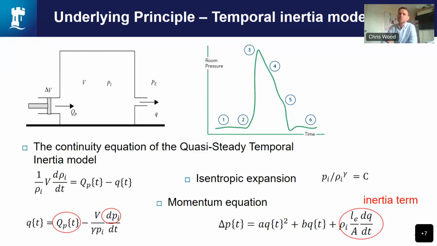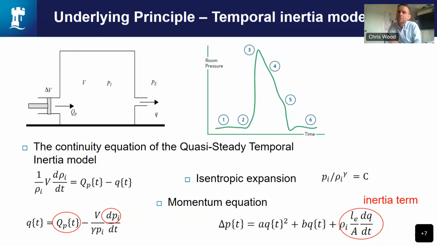So on to a little bit of the maths. Suffice to say that there is some maths behind all of this, and this is the temporal inertial model that David Etheridge set about back in the late 90s, early 2000s. We have a flow from the building, little q(t), which can be related to the flow from the pulse and a change in density within the building. If we assume isentropic expansion as a constant, then the flow, small q(t), is equal to the flow from the piston, minus this part of the formula, which involves the change of pressure.